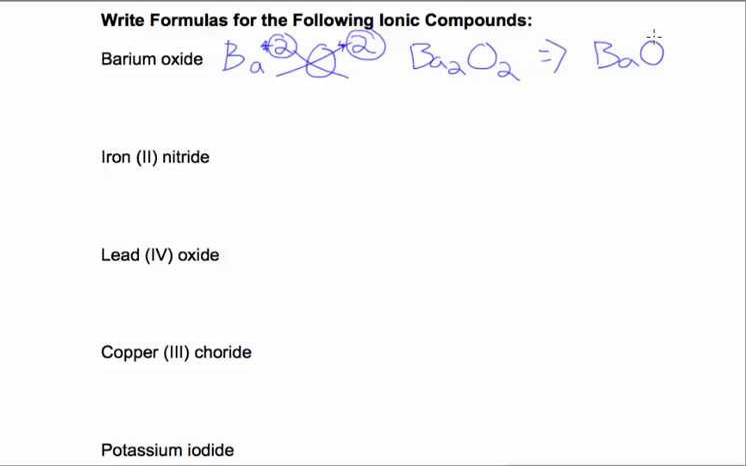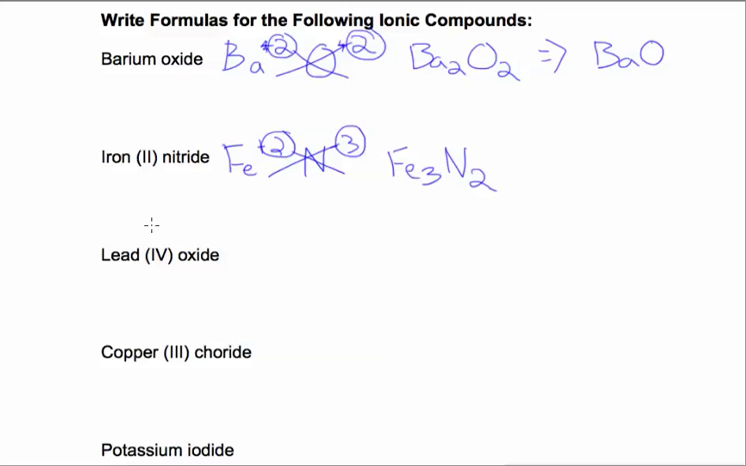Next we have iron(II) nitride. Well, this one tells you the charge of the iron, so you don't have to look. And nitrogen has a -3 charge. So we drop the positive and negative, and swap the numbers. And we get Fe3N2.